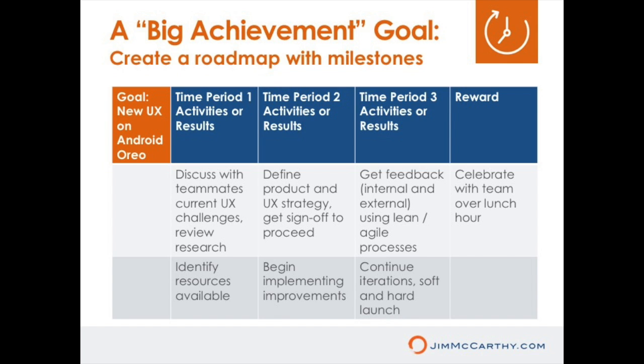Okay, month 3, get feedback both internally and externally using lean agile processes, for example. And then continue iterations, do a soft launch, then do a hard launch. That's month 3, right? You're breaking these down into very digestible pieces. And then at the end of that, the reward for a nice successful launch, maybe you take your teammates out to lunch at a nice restaurant close to where you work and you celebrate that way, okay?